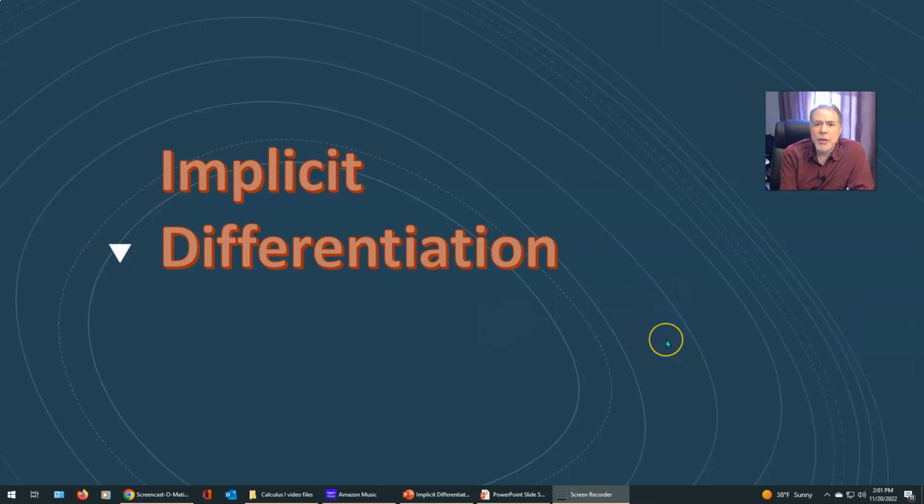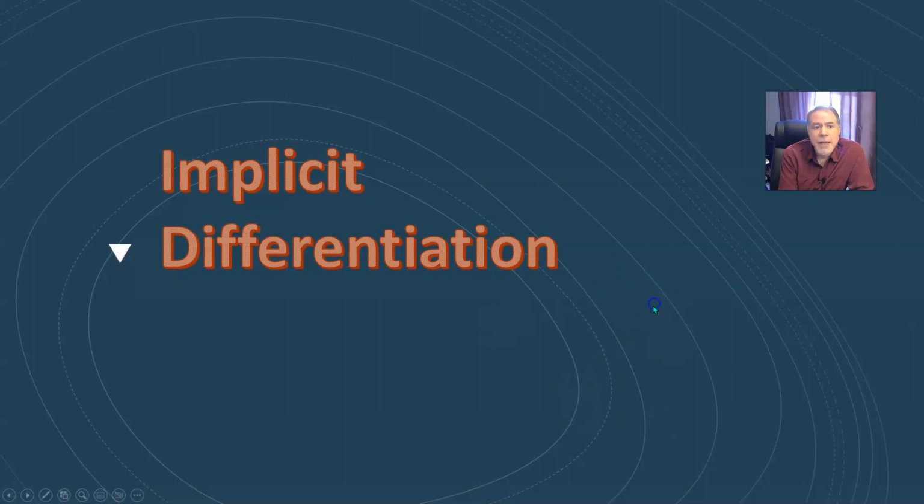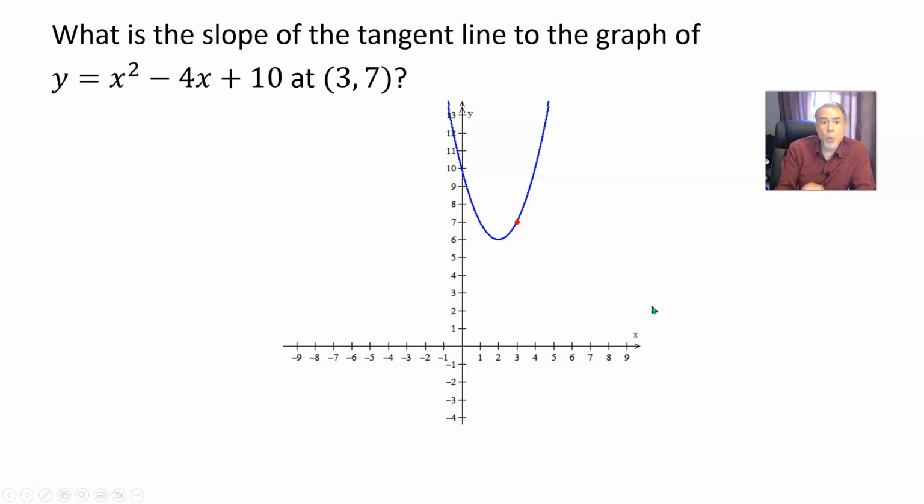So let me start with an example that's not implicit differentiation. Let's say you're asked to find the slope of the tangent line to the graph of the equation y equals x squared minus 4x plus 10 at the point (3, 7).